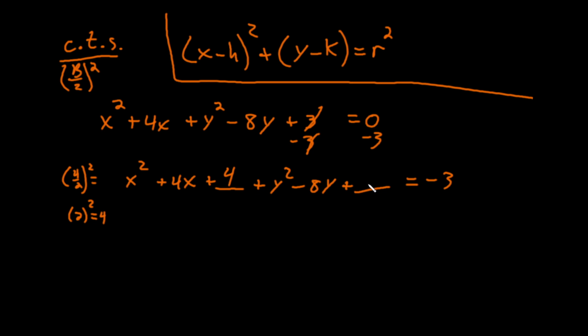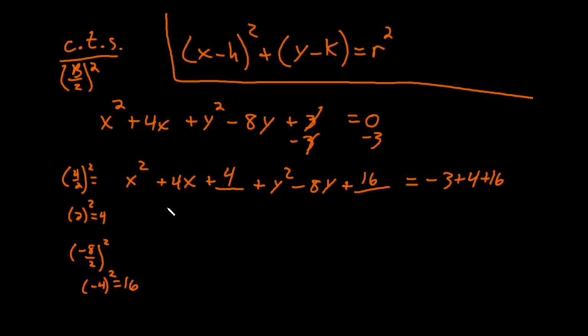And we're going to do the same thing over here. We take this -8, following the complete the square formula. -8 divided by 2 is -4. -4 squared is 16. So that's what we add here. Now, you remember the rules of algebra, right? Whatever you do to one side, you better do to the other. So if you made a +4 over here, you better put a +4 over here. If you did a +16 over here, do the same exact thing to the other side, +16.